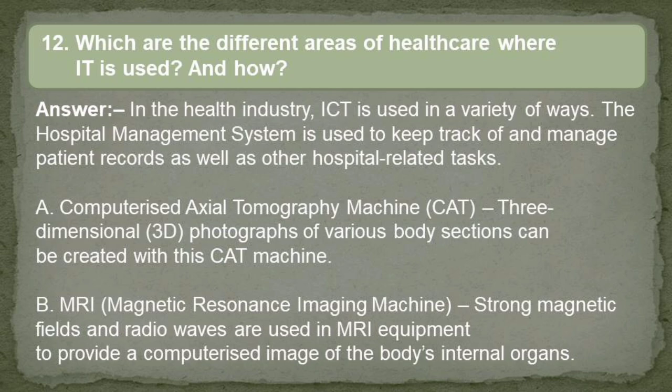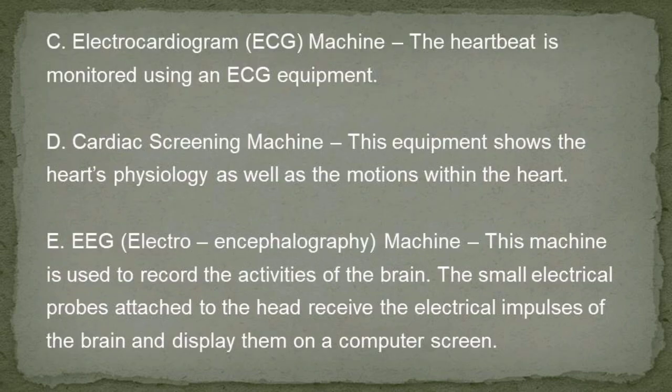Strong magnetic fields and radio waves are used in MRI equipment to provide a computerized image of the body's internal organs. C. Electrocardiogram, ECG machine. The heartbeat is monitored using an ECG equipment. D. Cardiac screening machine. This equipment shows the heart's physiology as well as the motions within the heart.